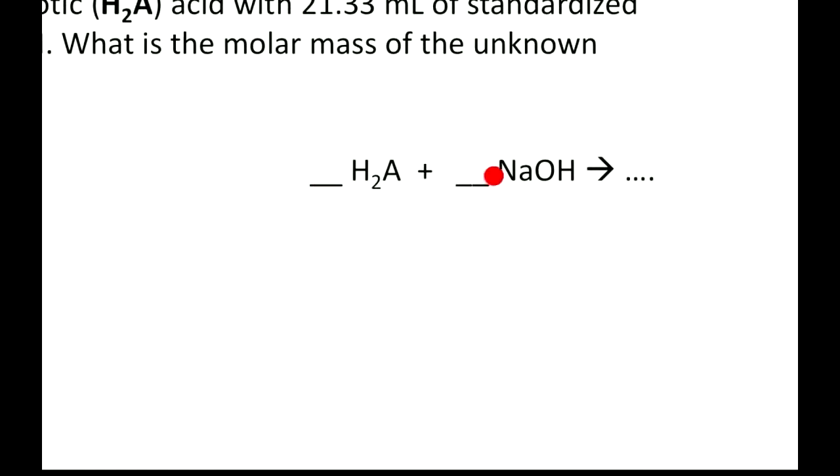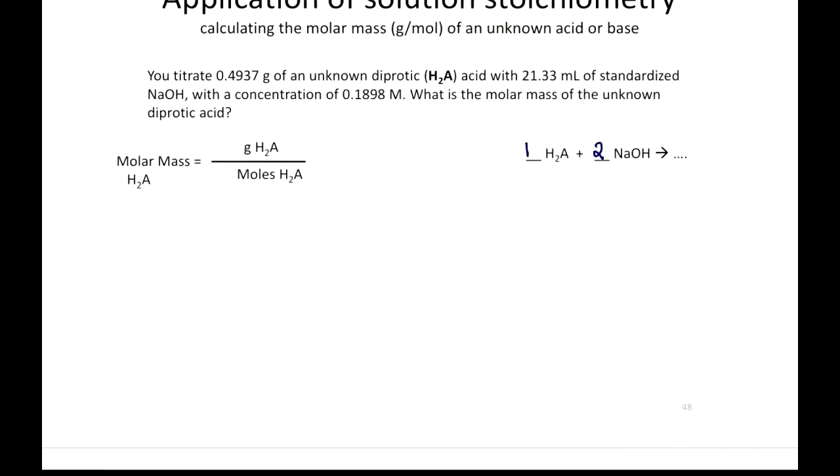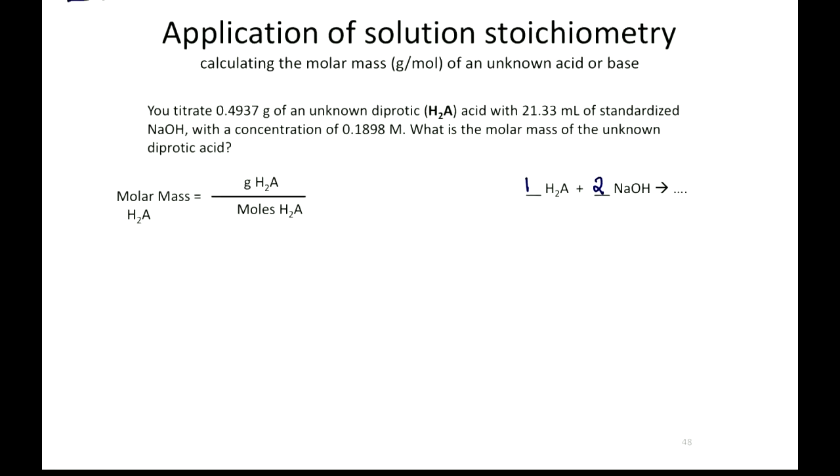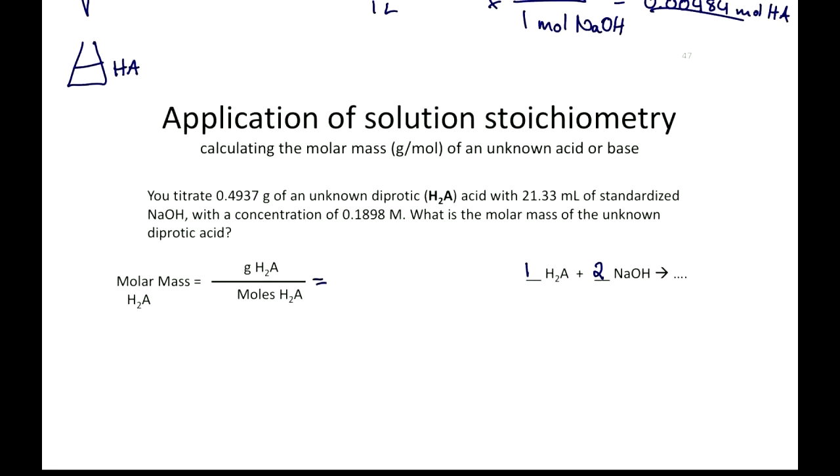Is this a 1-to-1 ratio? No, it's not. It's going to be a 1-to-2 ratio. I need 2 equivalents of base in order to neutralize it. So the work is the exact same as before. We already know the numerator, the gram amount. We just need to figure out how many moles of acid are present.